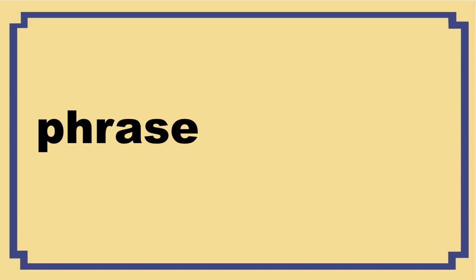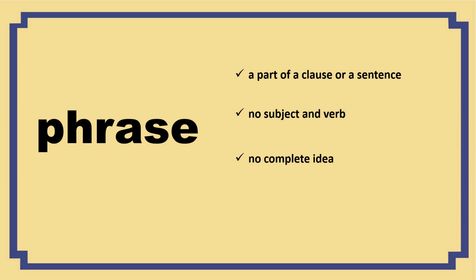A phrase is a group of words that stands together as a single grammatical unit, typically as a part of a clause or a sentence. It cannot stand alone as it does not contain a subject and a verb. Also, it does not give a complete idea. It usually consists of an article, a preposition, or a noun.